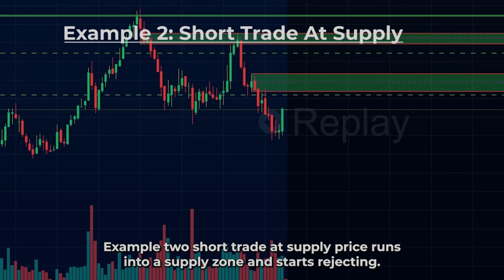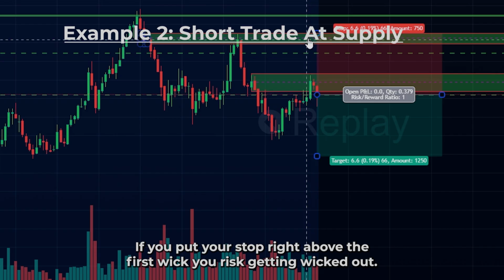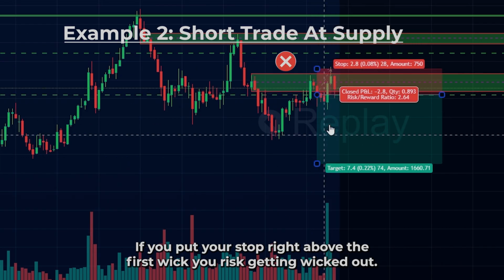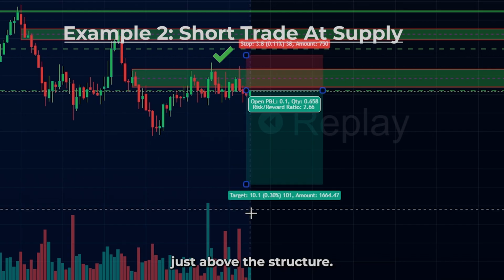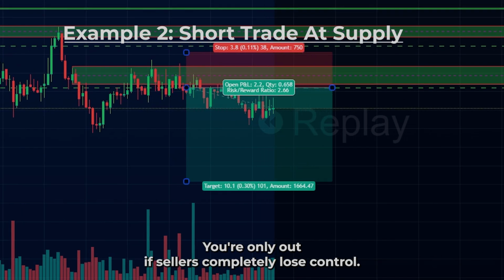Example 2. Short trade at supply. Price runs into a supply zone and starts rejecting. If you put your stop right above the first wick, you risk getting wicked out. But if you wait for supply to prove itself with order flow, then place your stop just above the structure. You're only out if sellers completely lose control.